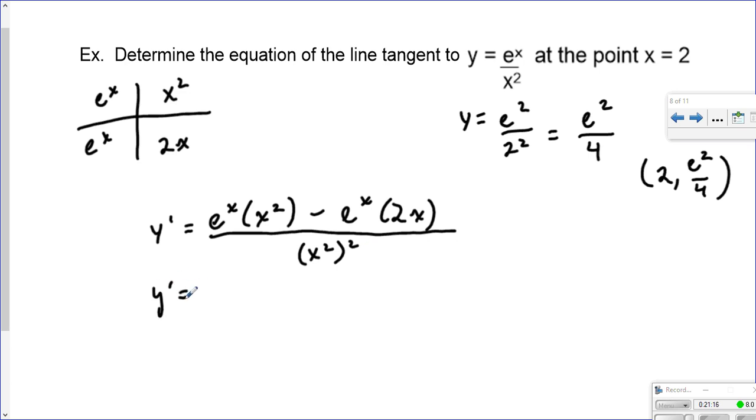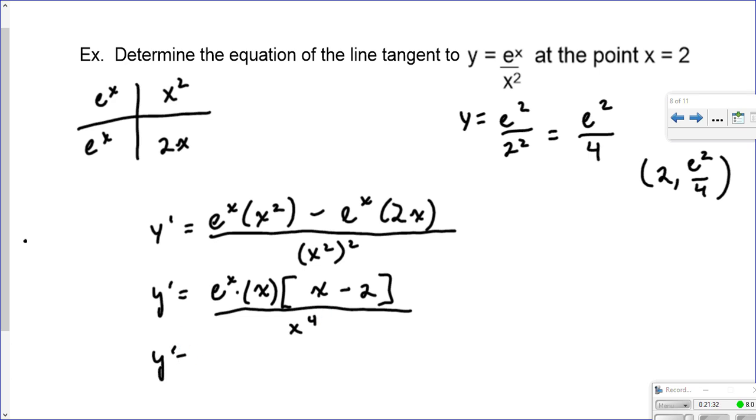Can we take out a greatest common factor? I think we can. We can take out an e to the power of x and an x, and then I'm left with x minus 2 all over x to the power of 4. Now I can even further simplify that by factoring out an x.